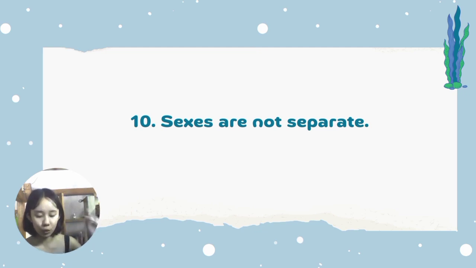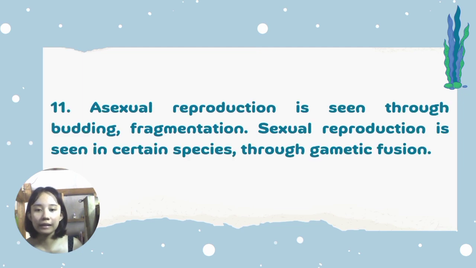They can reproduce sexually by forming gametes, and asexually by fragmentation, budding, and gemmule formation. Asexual reproduction is seen through budding and fragmentation. Sexual reproduction is seen in certain species through gametic fusion. It is a two-step process involving membrane recognition and apposition through ligand-receptor interactions, and lipid mixing mediated by fusion proteins. A male and female gamete will merge together to form a new organism.